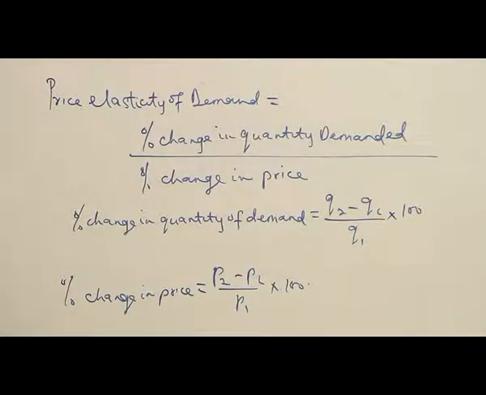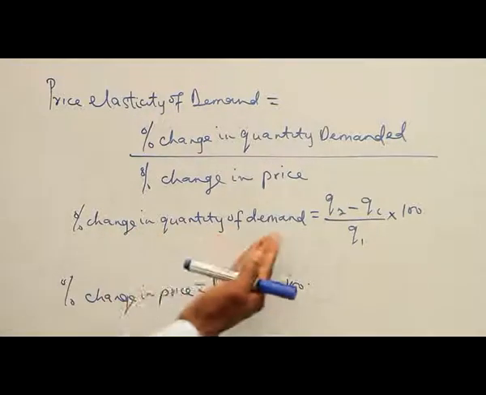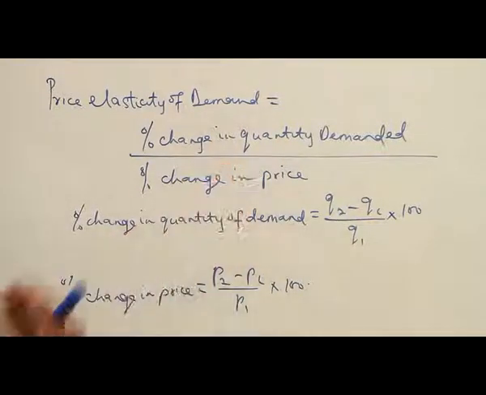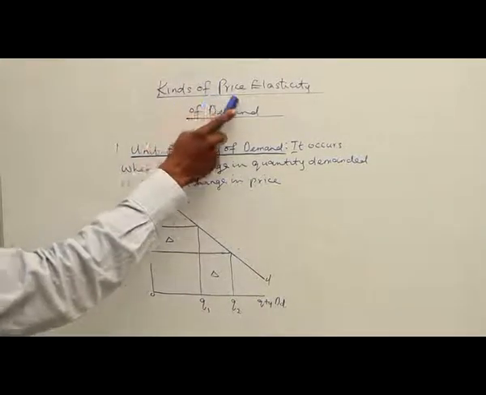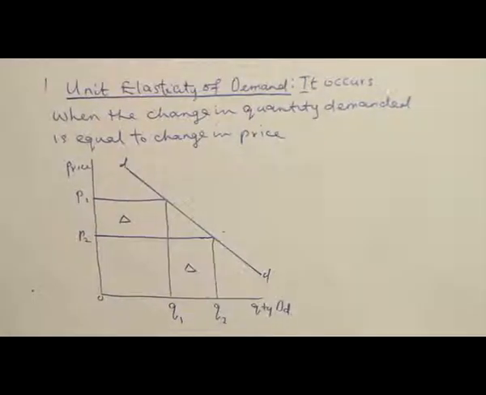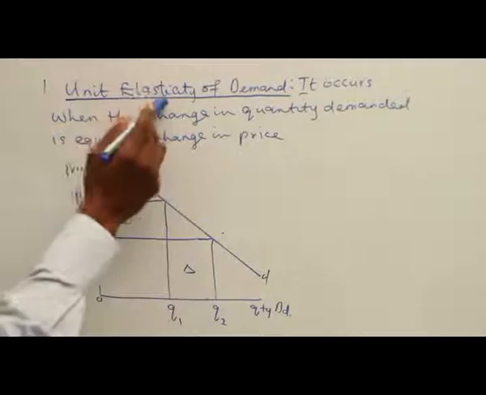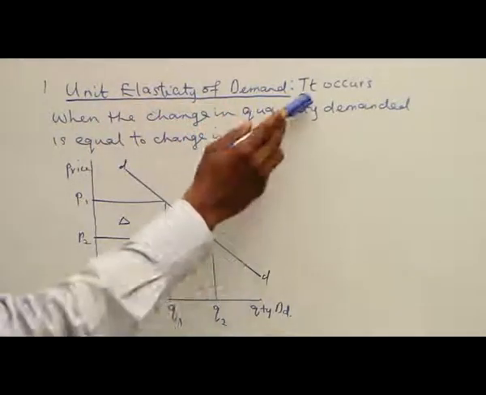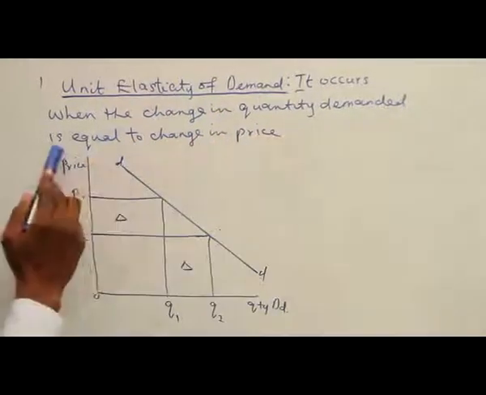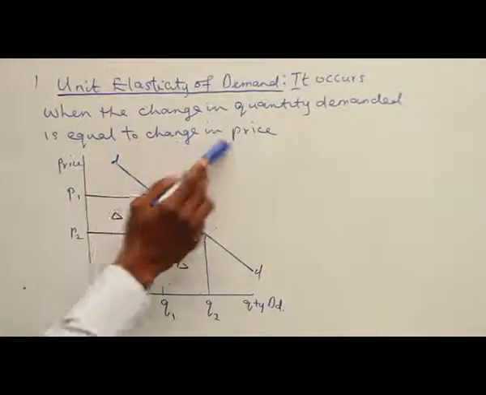So at the end of this, when we substitute the value of percentage change in quantity demanded into this and substitute the value of percentage change in price into this, then we will be able to know what the price elasticity of demand is. Kinds of price elasticity of demand. Number 1, unit elasticity of demand. It occurs when the change in quantity demanded is equal to the change in price.